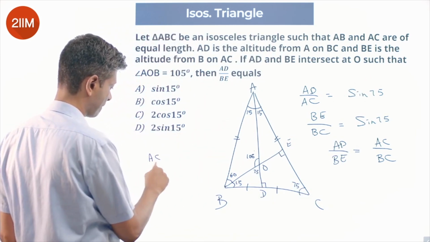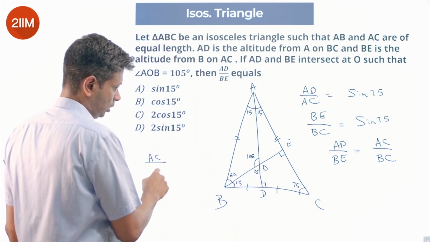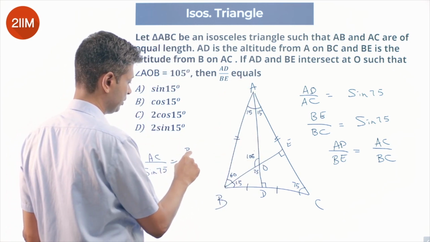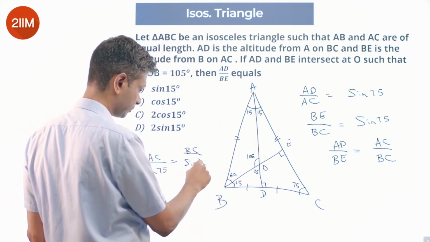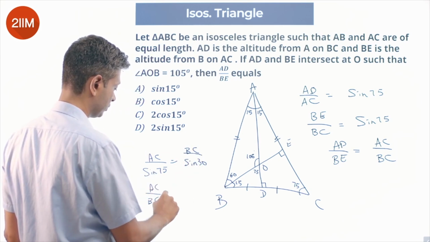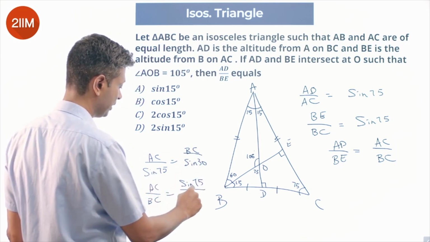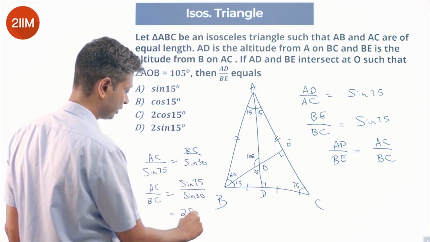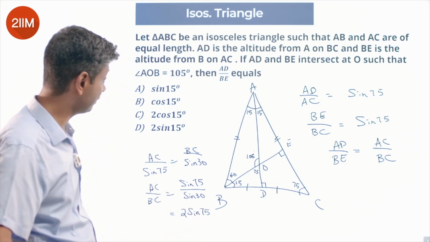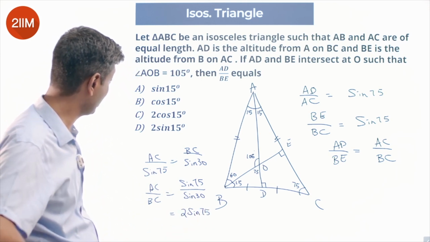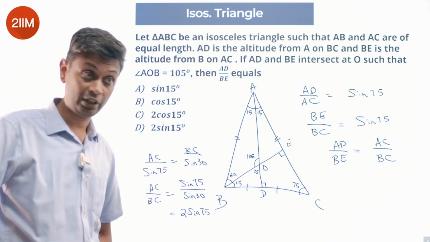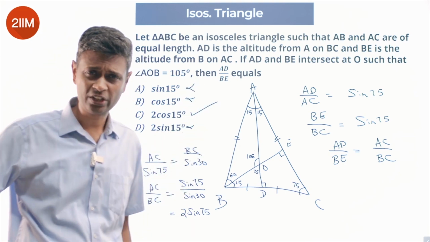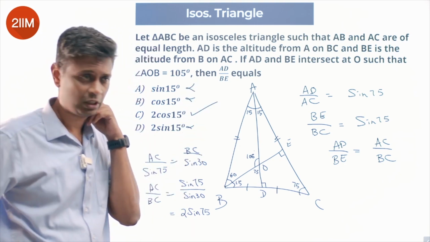AC by sine 75 equals BC by sine 30. AC by BC is sine 75 by sine 30. Sine 30 is 1 by 2, so this is 2 sine 75. What we are looking for is 2 sine 75. It's not sine 15. Sine 75 is cos 15, that I know. It's 2 cos 15, we are through. 2 sine 75 is 2 cos 15, sine 75 is cos 15, we are through with that.